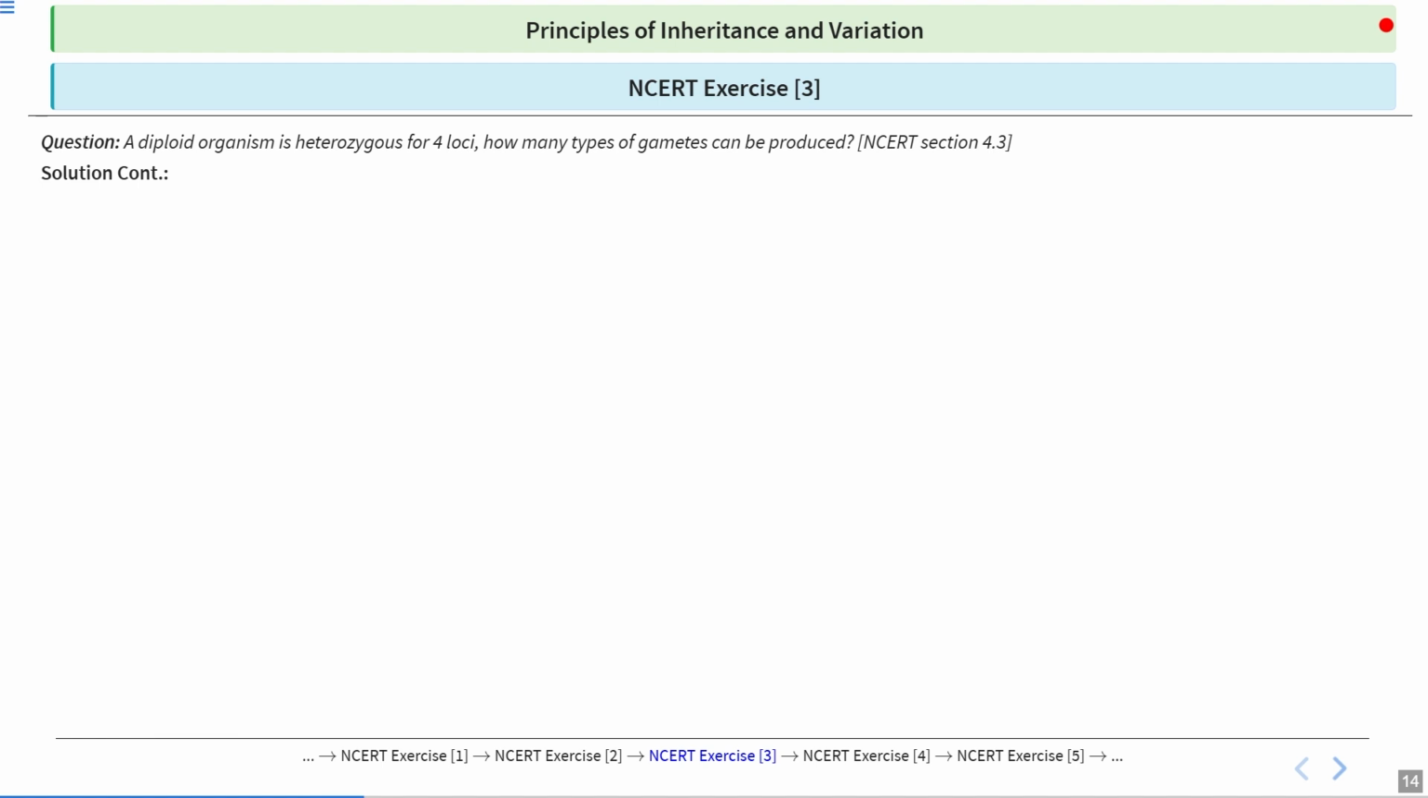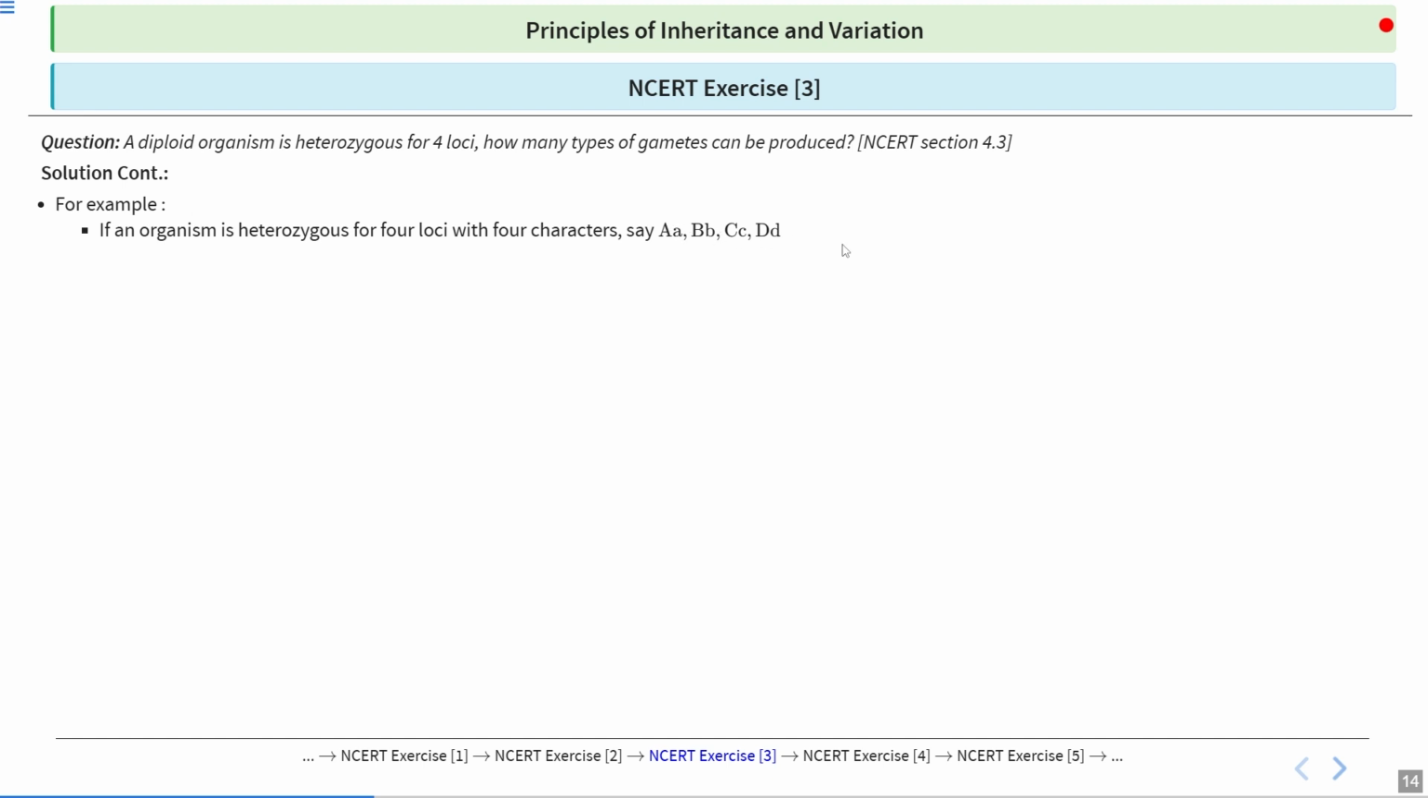Let's take an example to understand this. If an organism is heterozygous for 4 loci with 4 characters, say capital A small a, capital B small b, capital C small c, and capital D small d. So you can see there are 4 genes involved here. There are 4 loci involved here. 4 traits are involved here because these genes are controlling 4 different traits. They are present on 4 loci.